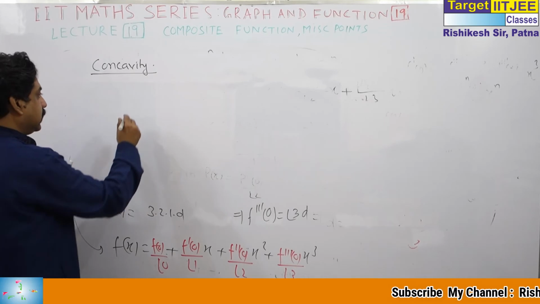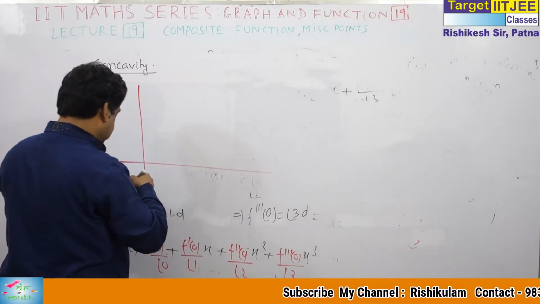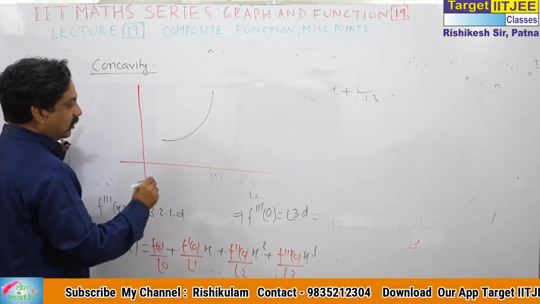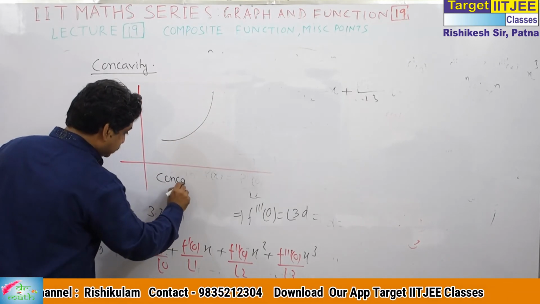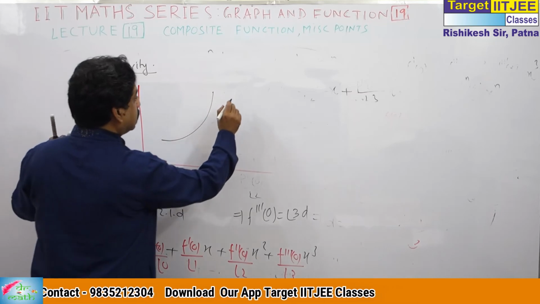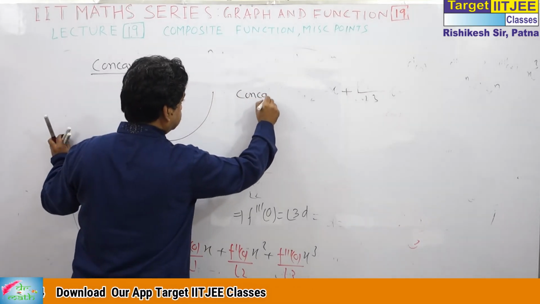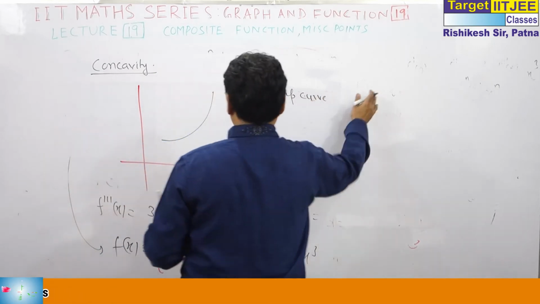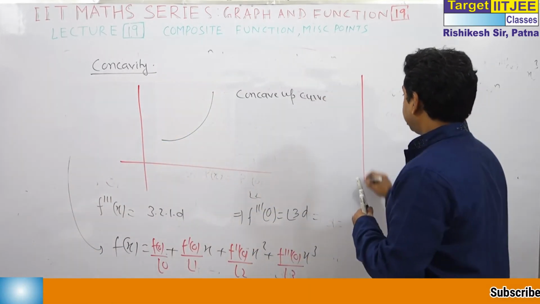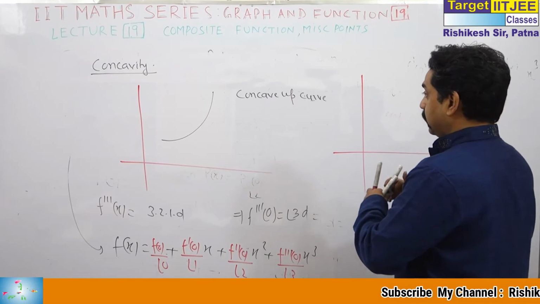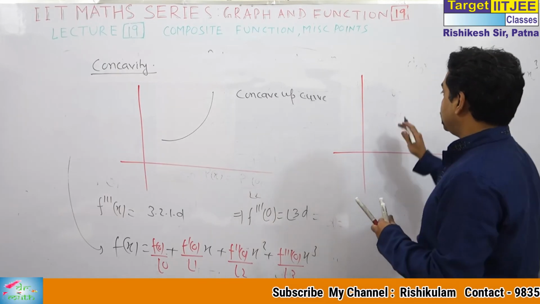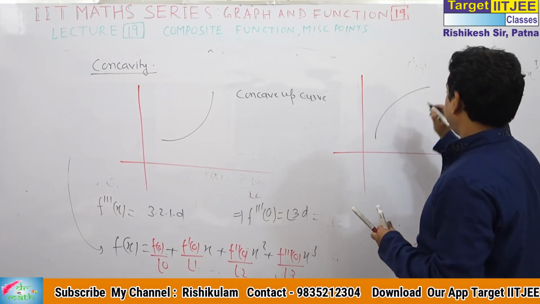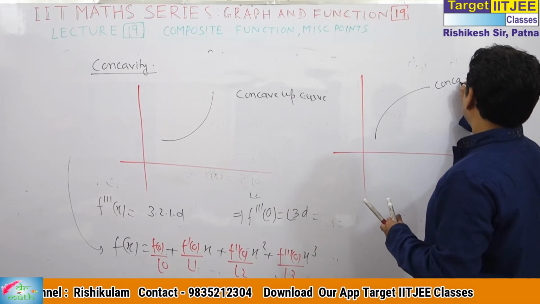Actually, there is a curve like this. This is called a concave up curve. And likewise, this is increasing in nature. Let me again draw increasing in nature. This is called a concave down curve.